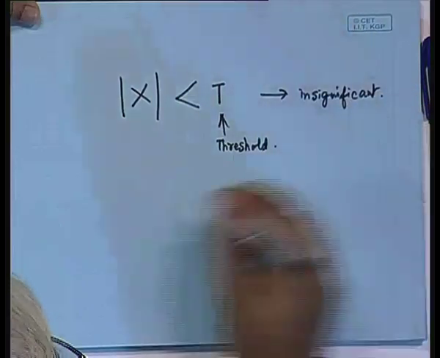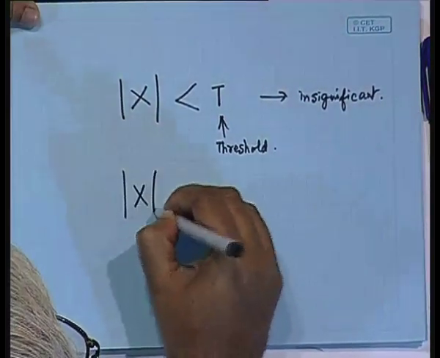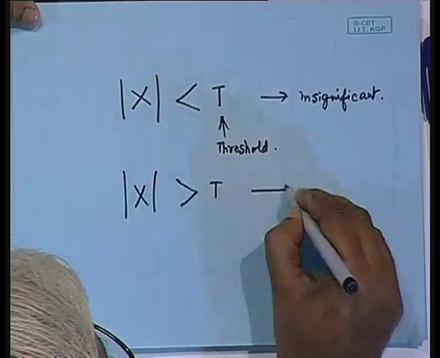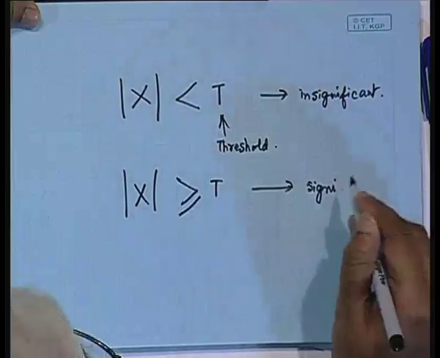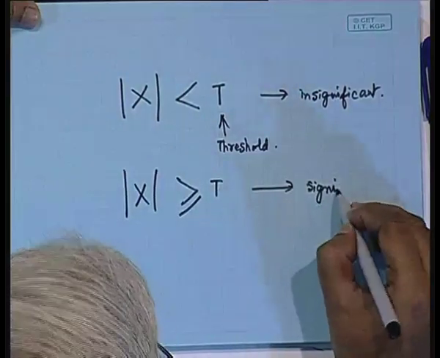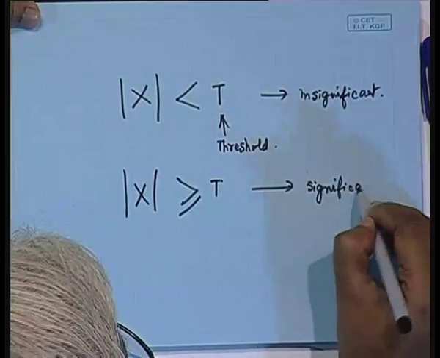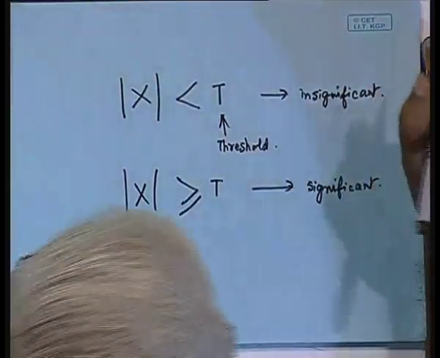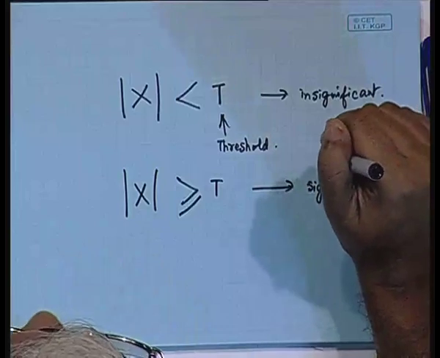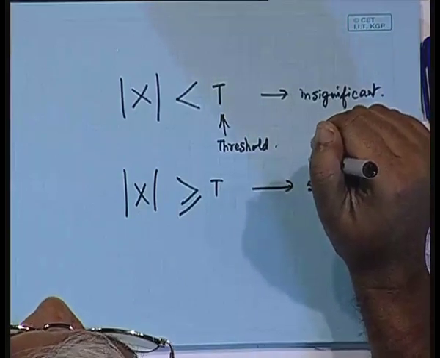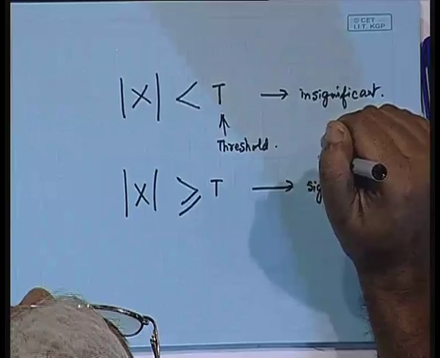Okay. And if mod of x is greater than t, then it will be called significant, or just to take care of the equal to case, we can say that mod of x greater than or equal to t makes x a significant coefficient. So, significance or insignificance could be a binary decision.